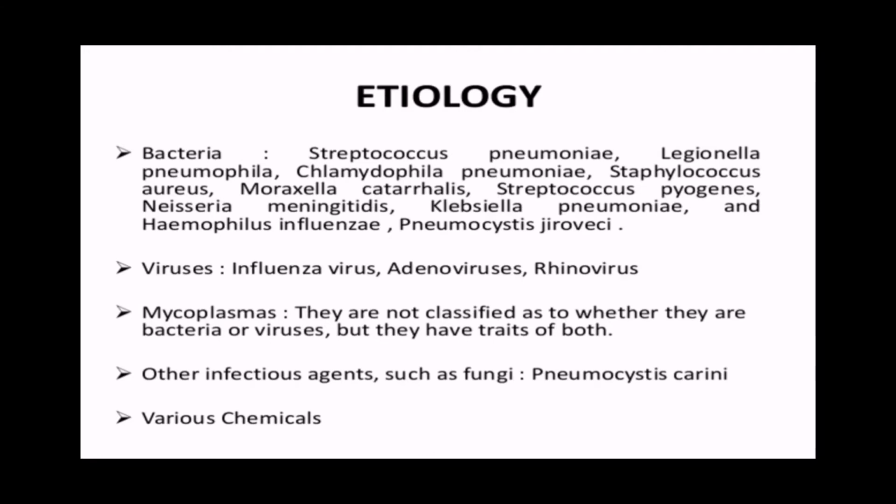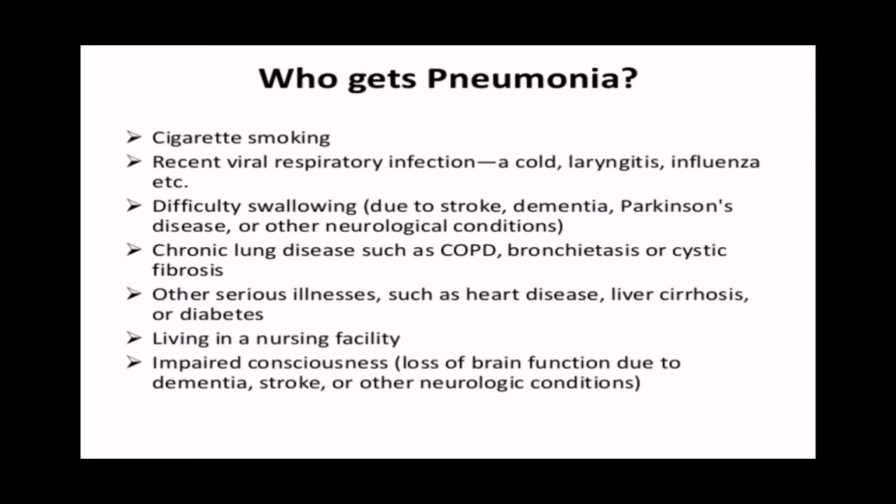Viruses which cause pneumonia are influenza virus, adenovirus, and rhinovirus. Mycoplasmas are not classified as either bacteria or viruses, but they have traits of both, and they cause pneumonia as well. Other infectious agents such as fungi, Pneumocystis carinii, and various chemicals can also cause pneumonia.